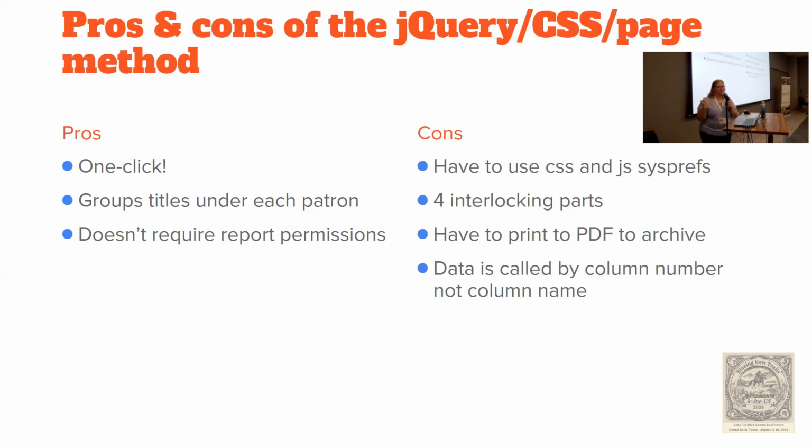But I find that after all the conversation over the last couple of years about people who are just done doing mail merges, being able to group titles under each patron saves so much time. We were literally cutting pages apart and taping. It's very professional. So the cons of this are the bravery of using CSS and JS syspreps.